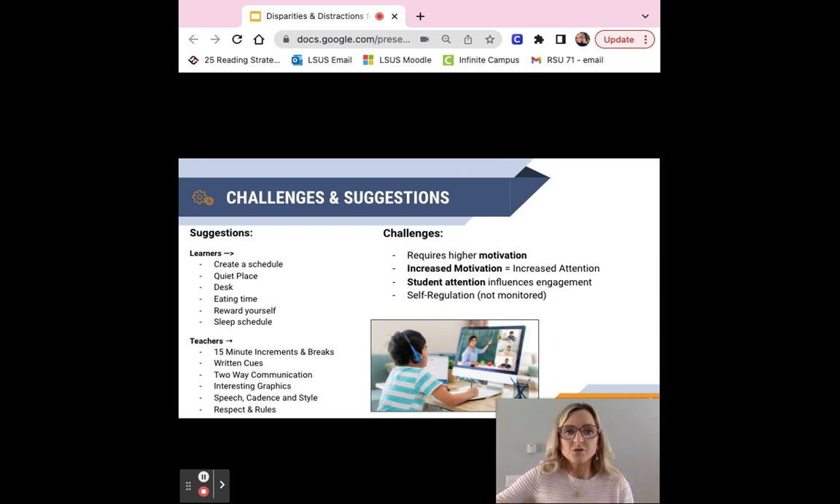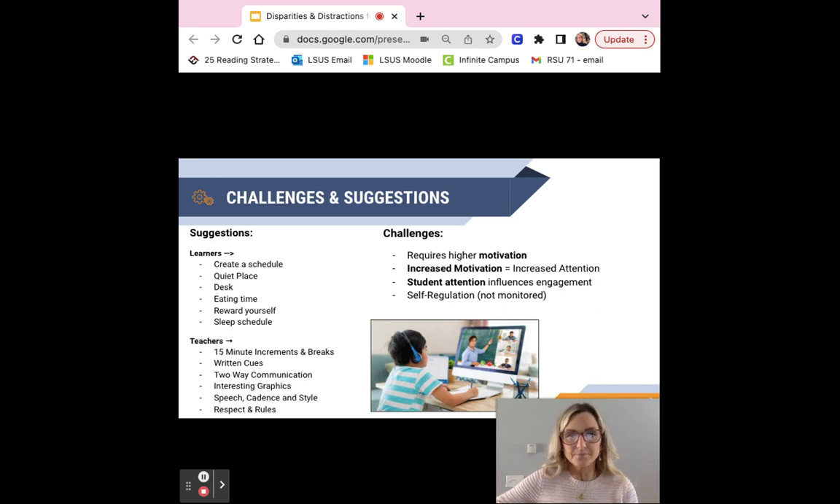Sleep. Like I told you before, 8 hours is recommended. Research supports that it is much easier to engage in online learning when you've had adequate sleep. So, what can we suggest to teachers? 15-minute increments. Traditional lectures are 50 minutes, but research suggests that that is far too long. 15-minute increments is a good approach to disseminating information.